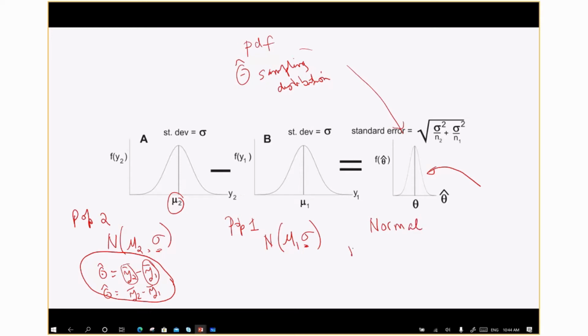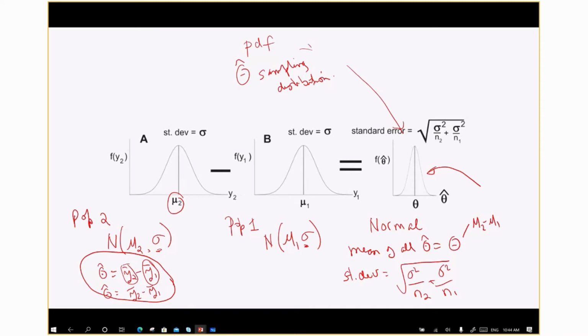Secondly, the mean of all possible theta hats, all possible values of our estimator, is going to equal theta, the true difference between the two population means. And because it's a normal distribution, it's going to have a standard deviation. The standard deviation is going to be sigma squared over the number of observations taken when we took our second sample plus sigma squared divided by the number of observations in our first sample.